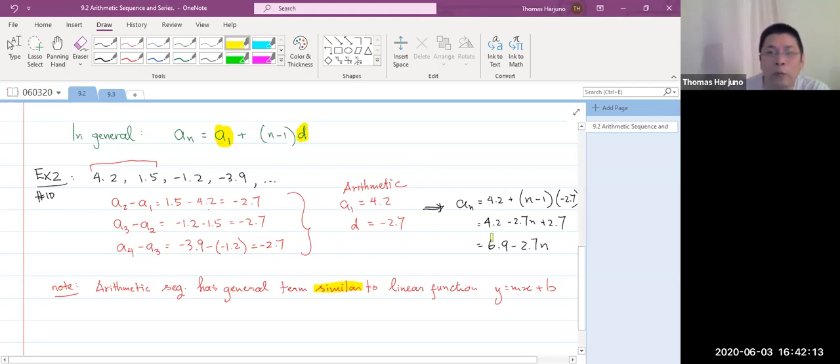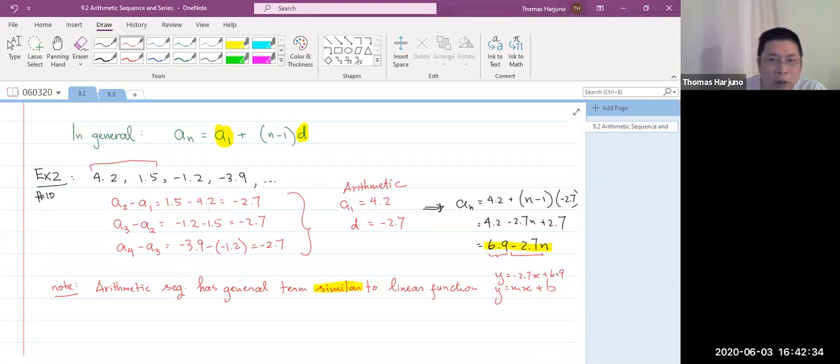You see, if we look back here, it is as if we say that this is the slope, negative 2.7, and this is the y-intercept, right? So you can see this as y equals negative 2.7x plus 6.9, like that, okay? So if it mimics a linear function, with a similar structure, then that sequence is an arithmetic sequence, okay?